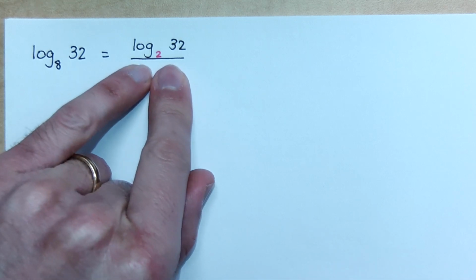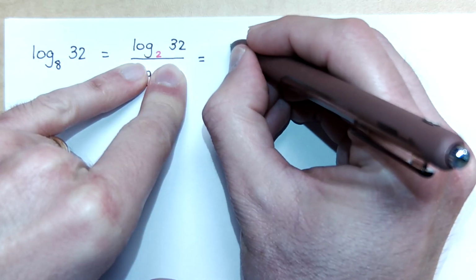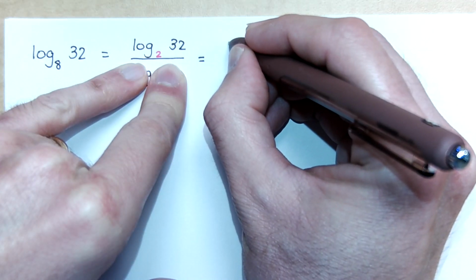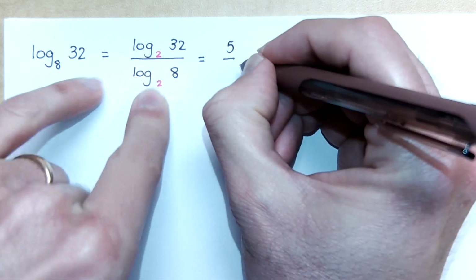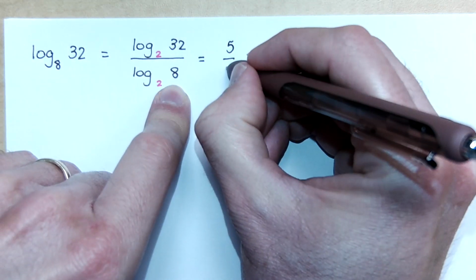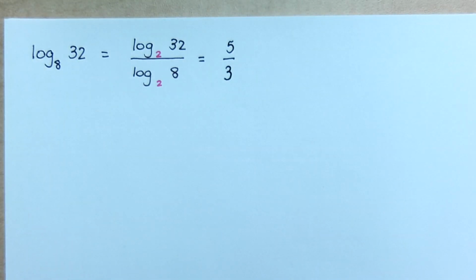And for this guy right here, what power of 2 gives you 32? 2 to the 4th. No, nope. It's 2 to the 5th power, right? Yeah. And what power of 2 gives you 8? 3. Right?